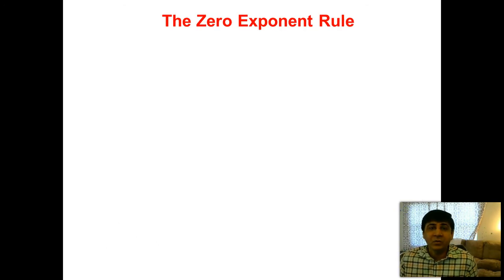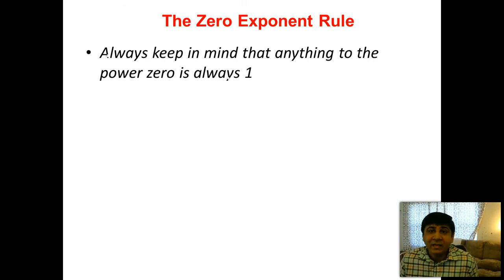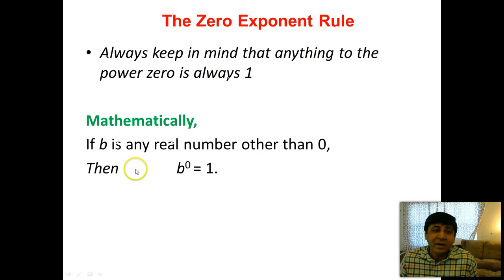Now let's move on to the very famous rule we learned in high school. Anything to the power 0 is always 1. Just keep that in mind. It's called the zero exponent rule here. Mathematically speaking, if b is any real number other than 0, then b to the power 0 is 1.